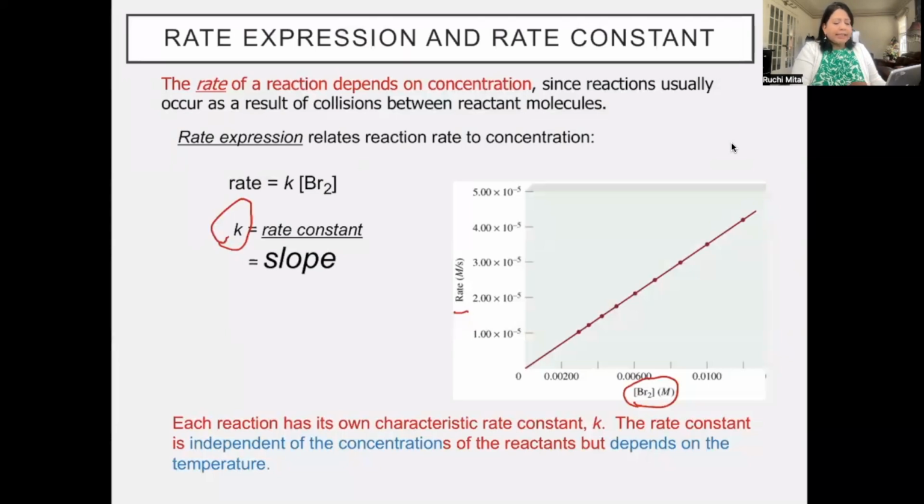Each reaction has its own characteristic rate constant K. The rate constant is independent of the concentration of the reactant, but depends on the temperature. Important point to remember in terms of conceptual understanding, the rate constant does not change if the concentrations change. The rate of reaction changes, but not the rate constant.